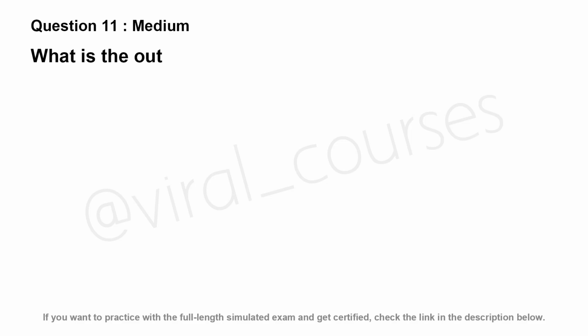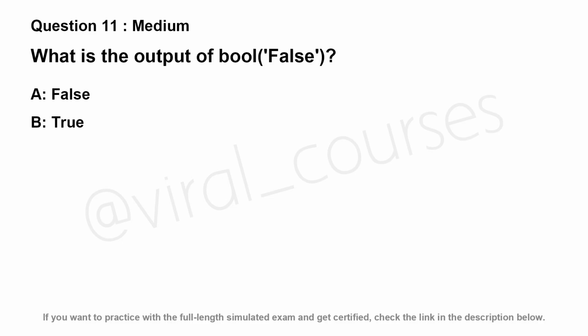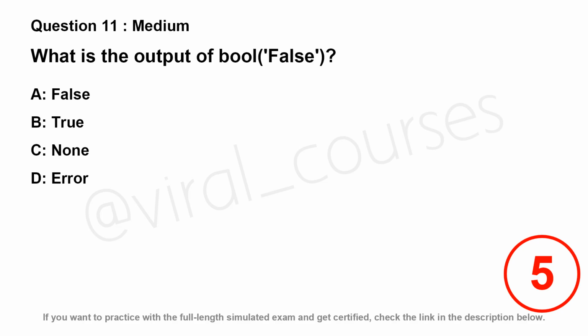What is the output of bool('False')? Option A, False. Option B, True. Option C, None. Option D, Error.